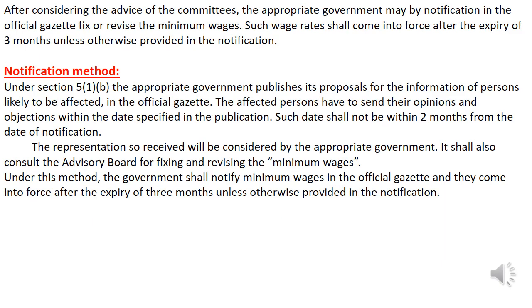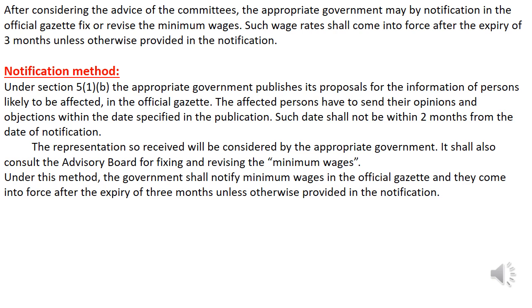So, after constituting these in the equal ratio, with the representatives of the employers, representatives of the employees, and the independent persons, and after considering the advice of the committees, the appropriate government may, by notification in the official gazette, fix or revise the minimum wages, and such wage rates shall come into force after the expiry of 3 months unless otherwise provided in the notification.